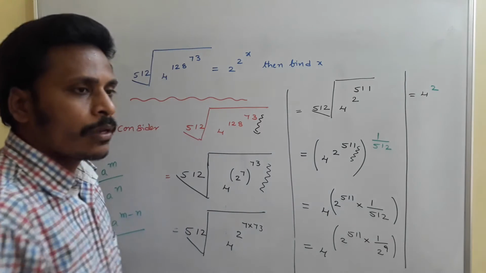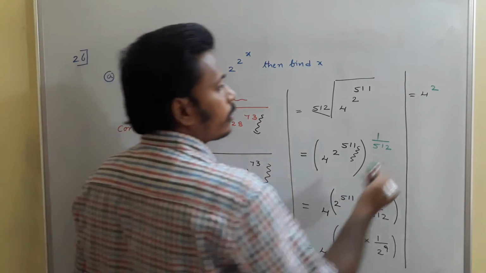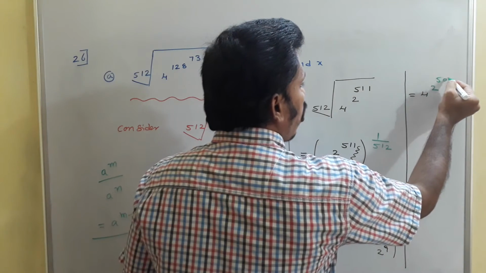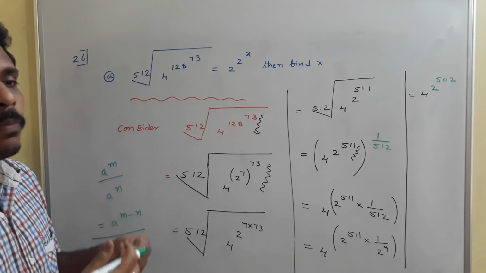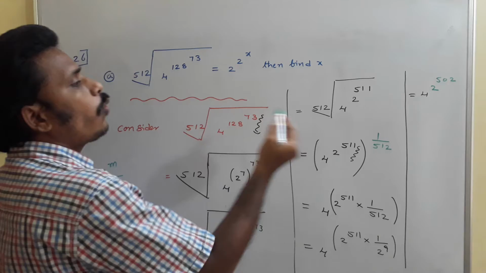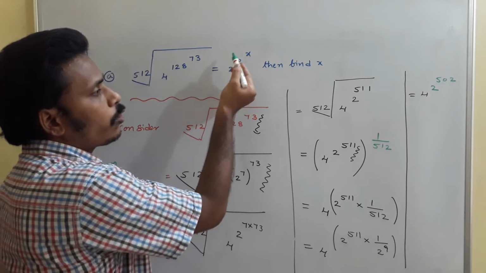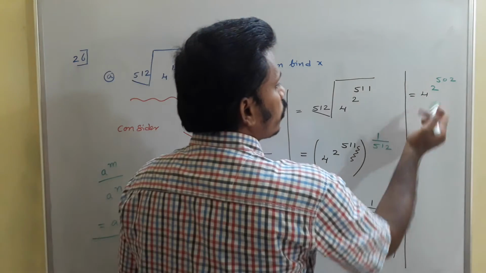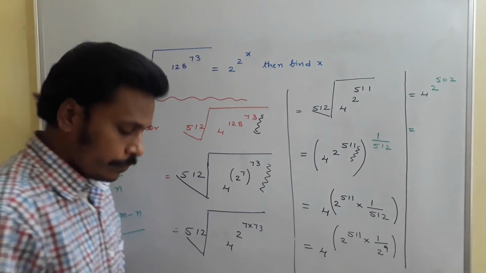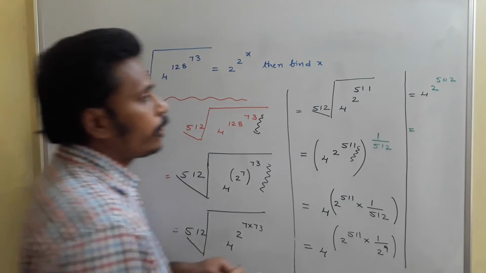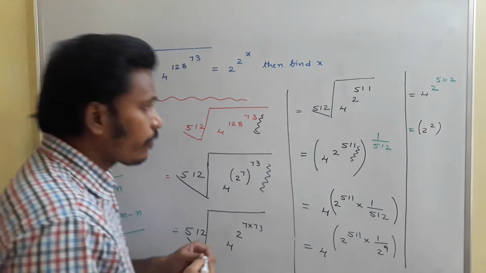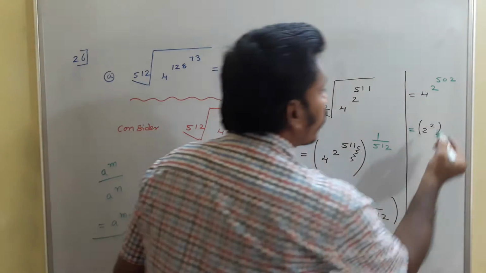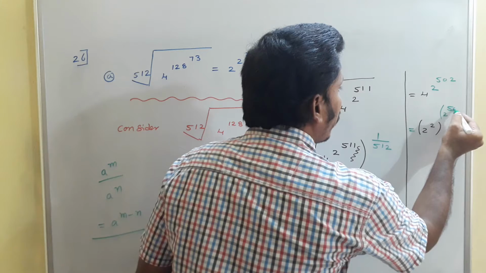minus 9. What is the value of 511 minus 9? It is 502. Is it right? Yeah, 4 power 2 power 502. But I need to express it as 2 power 2 power x. So I need to remove this 4. So this is equal to 4, which is simply 2 square. I am rewriting 4 as 2 square. And I have that particular power as 2 power 502.